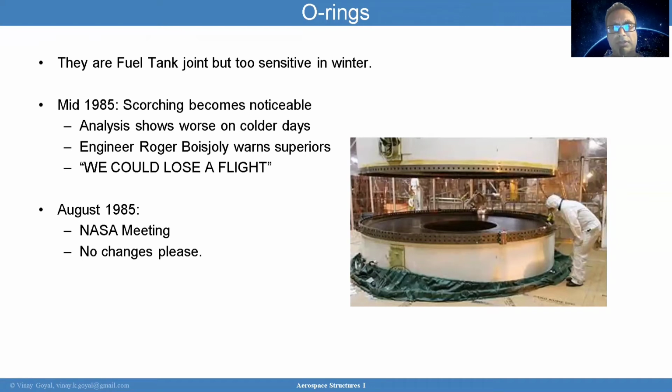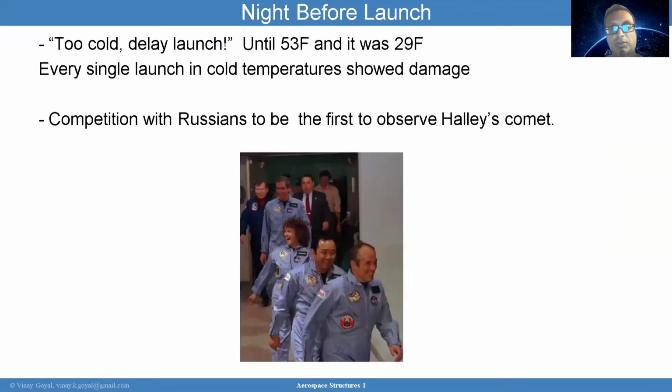and they are sensitive in the winter, this kind of joint. In mid-1985, scorching became noticeable, and analysis showed that it got worse on colder days. The engineer, Roger Boisjoly, warned superiors, hey, we could lose this flight, for that matter. NASA, in 1985, said, hey, let's not make any changes. I think we're good to go.